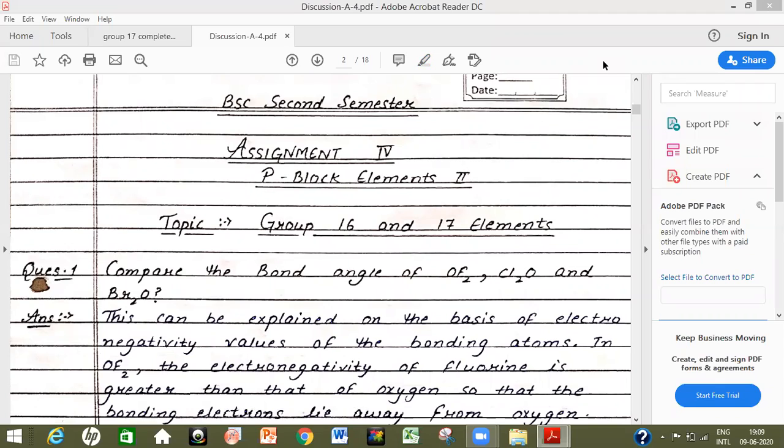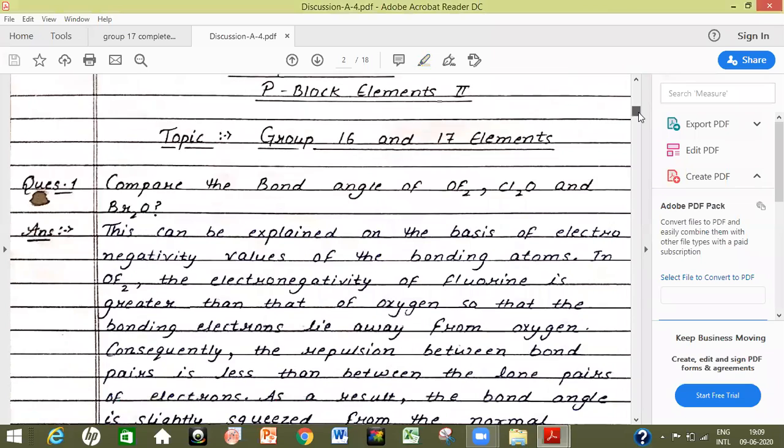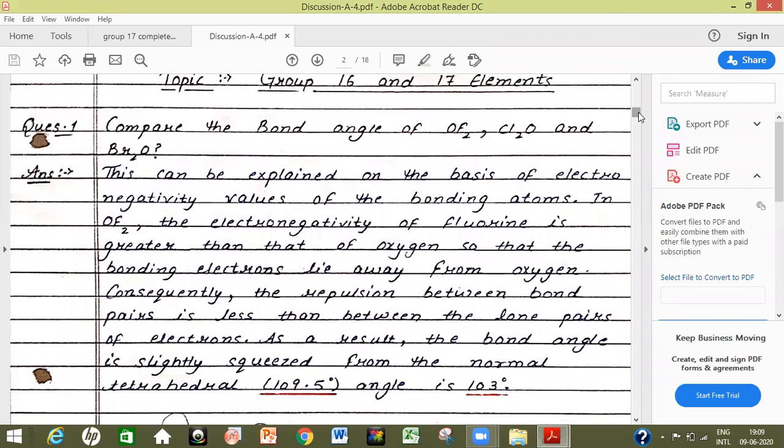So in this video we'll be discussing the assignment submitted by you, that is the assignment on p-block elements, group 17. So the first question was: compare the bond angle of OF2, Cl2O and Br2O. You have to compare the bond angles of these three molecules.